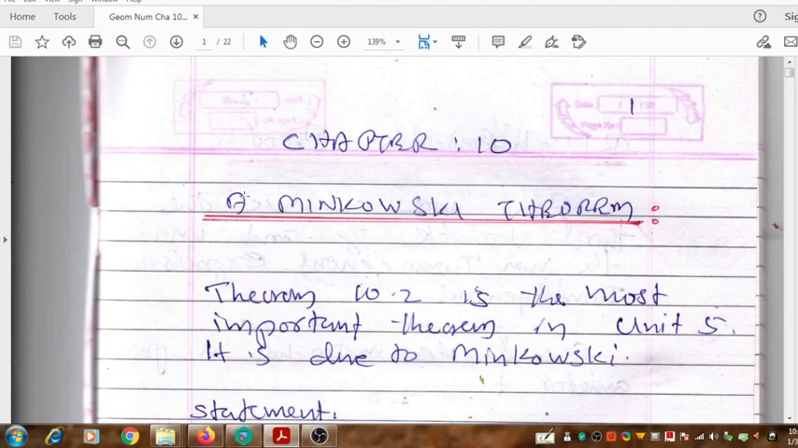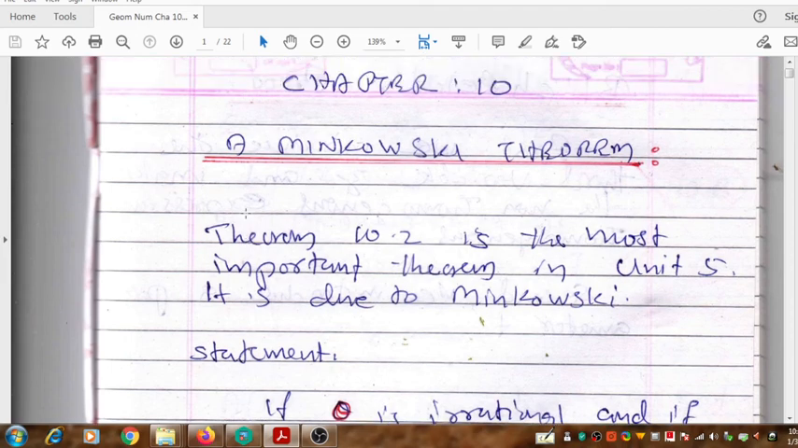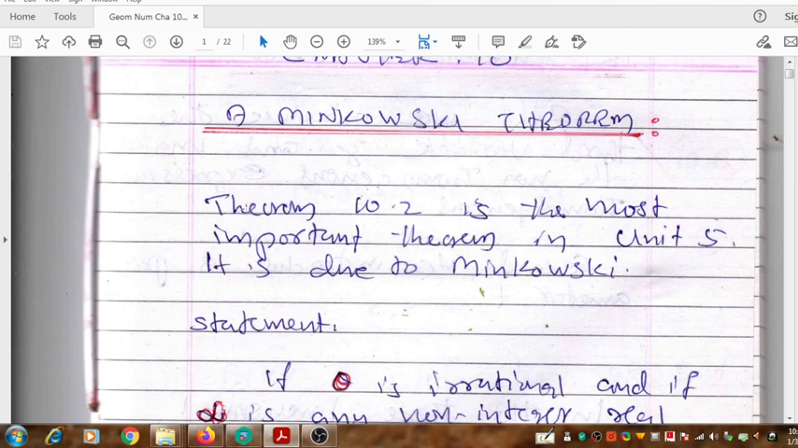In this video we are going to discuss chapter 10 of the textbook written by C.D. Walls. The title of the text is Geometry of Numbers. It's also interesting to note that this is the most important theorem in that chapter, the 10th chapter.